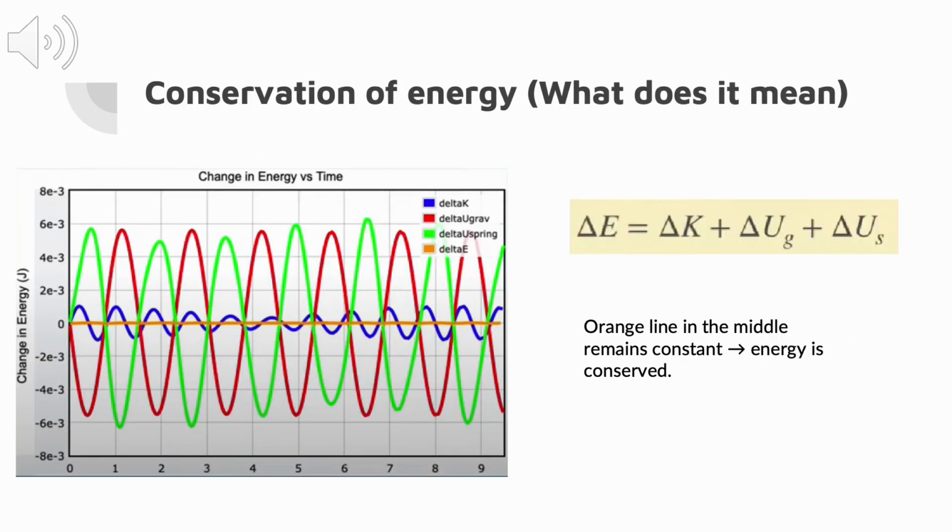Moving on to the discussion questions. Is the total energy of the system conserved? Yes, it is conserved, as we are considering the mass, the spring, and the Earth all to be a part of the system. Hence, delta E will always remain 0. This is indicated by the orange horizontal line. Delta E is equal to 0 at all times.